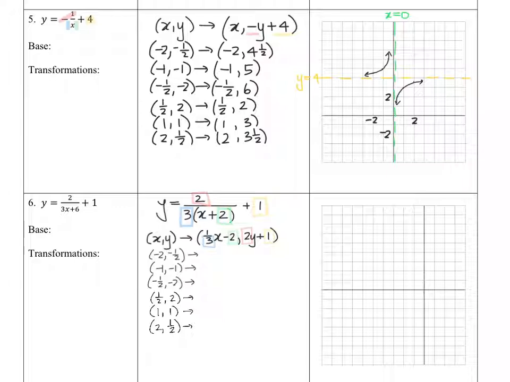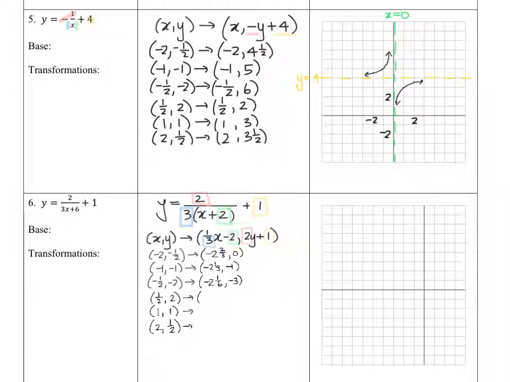Okay. So first one is going to be negative 2/3 minus 2, negative 2 and 2/3, and negative 1 plus 1, 0. Negative 1/3 minus 2, so negative 2 and 1/3. Negative 2 plus 1 is going to be negative 1. This is negative 1 over 6 minus 2, so it's negative 2 and 1/6. And then negative 4 plus 1, so it's going to be negative 3.